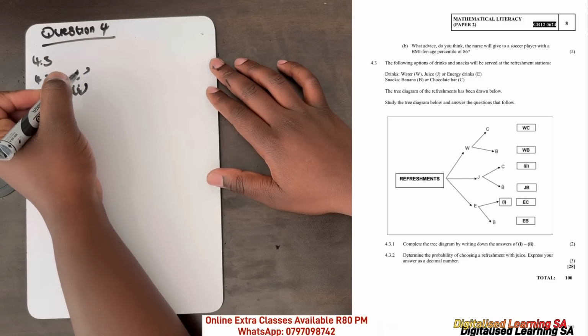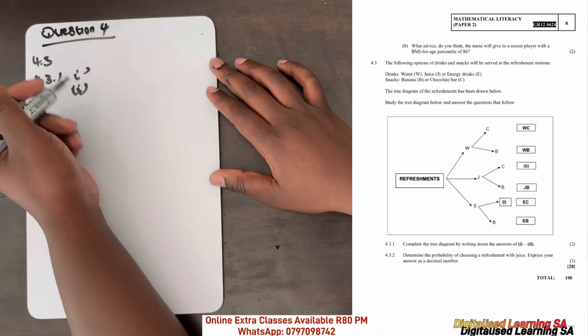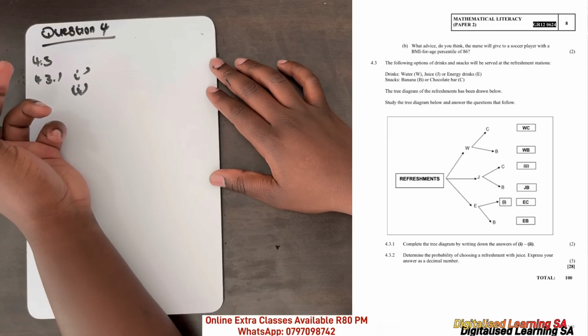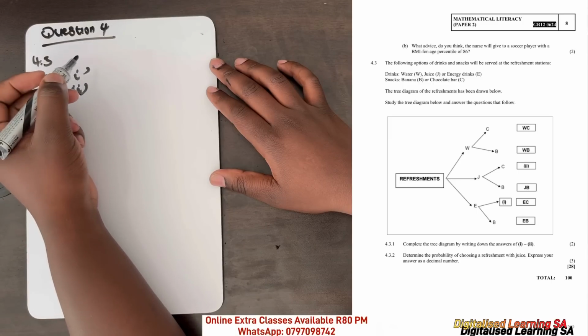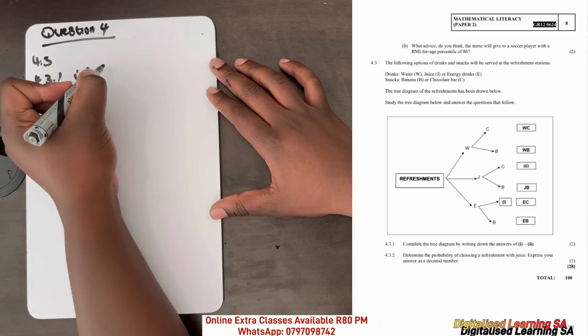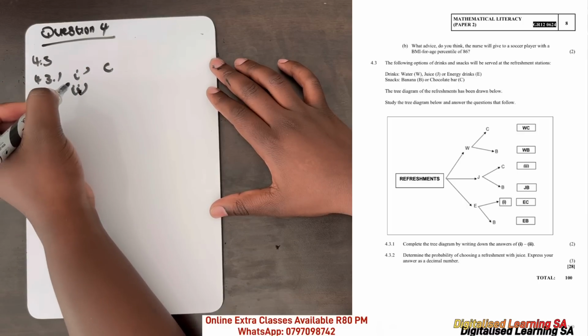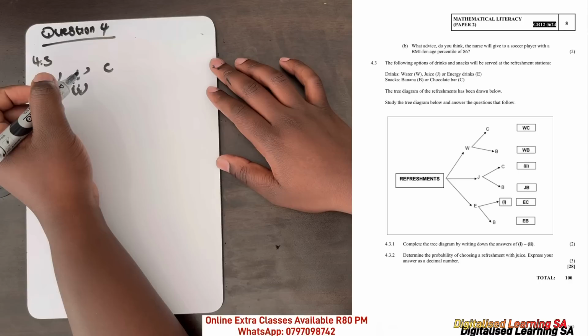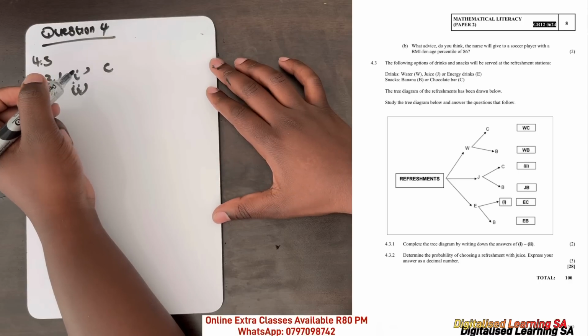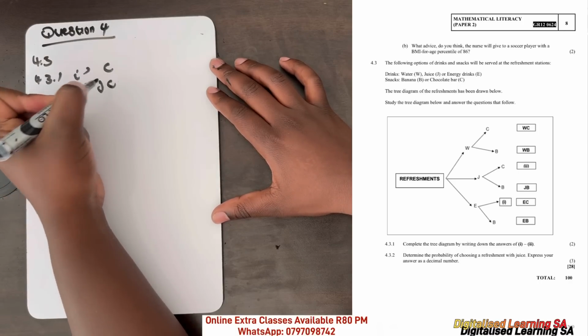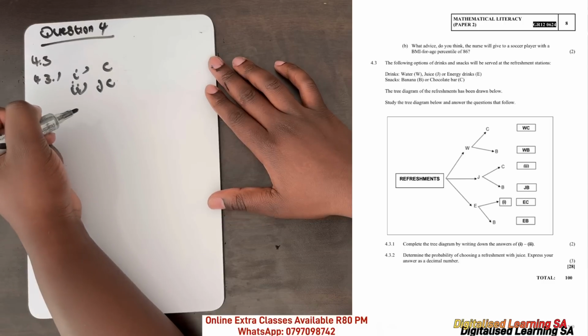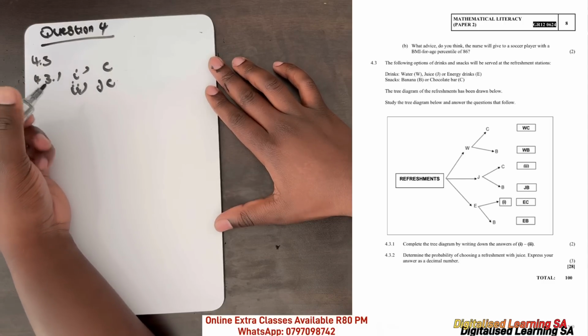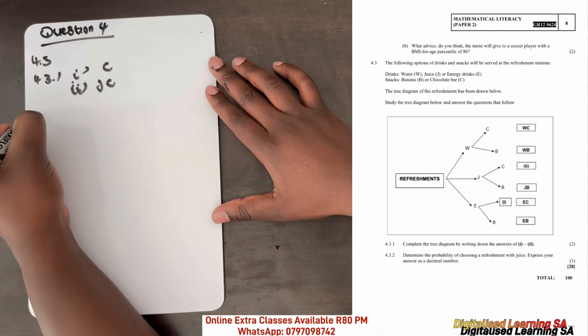For 1, we can see that it is a combination of E and what? It is a combination of E and C, meaning that our 1 will be EC. And the second one is a combination of J and C, meaning that our final answer should be JC. Okay, so now let's move to the next question, which is our final question, question 4.3.2.